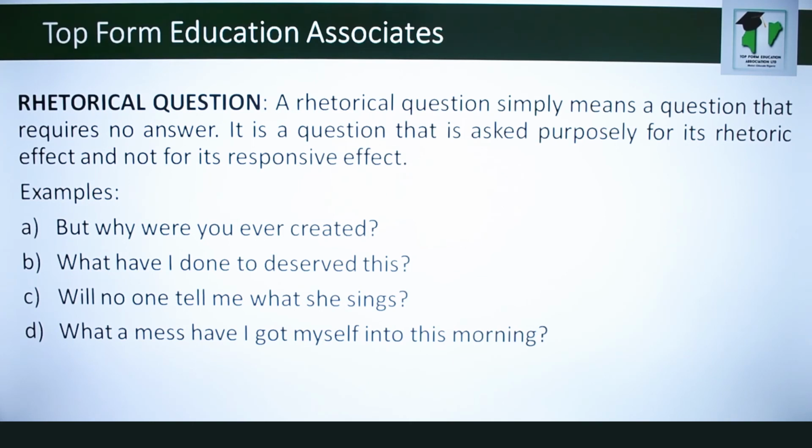Example B: what have I done to deserve this? Of course, something may transpire between you and whoever, and knowingly or unknowingly, you ask yourself this particular question. What have I done to deserve this? At this point, who do you expect to answer the question? Neither yourself nor whoever is involved, because the question is not for anybody to answer. And when a question is like that, it is an example of a rhetorical question.